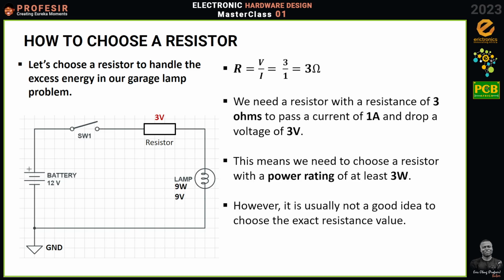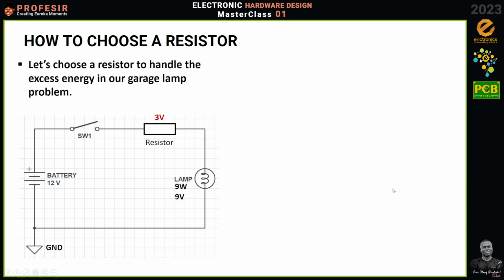Now, usually it is not a good idea to choose the exact value. So let's say after performing our calculation, we know that the wattage of the resistor has to be 3 watts. We don't go for exactly 3 watts, okay? What I do, or my rule of thumb, is to double the value for the wattage. So instead of 3 watts, I may go for something like 5 watts or 6 watts. Something more than I have calculated, just to allow room for errors.